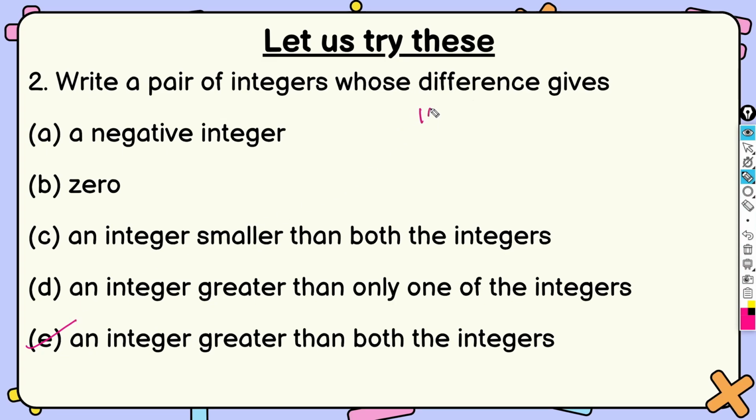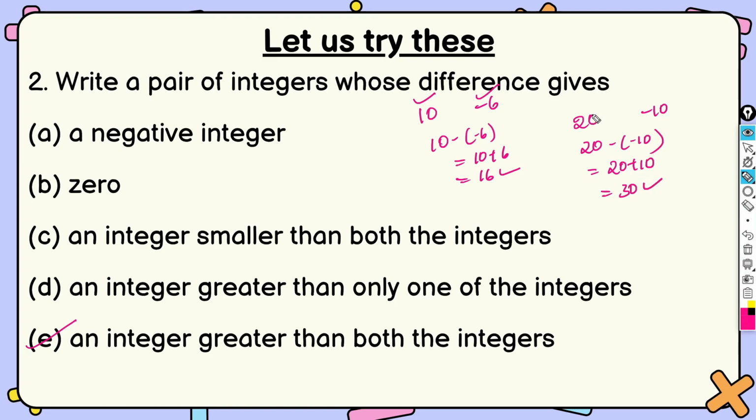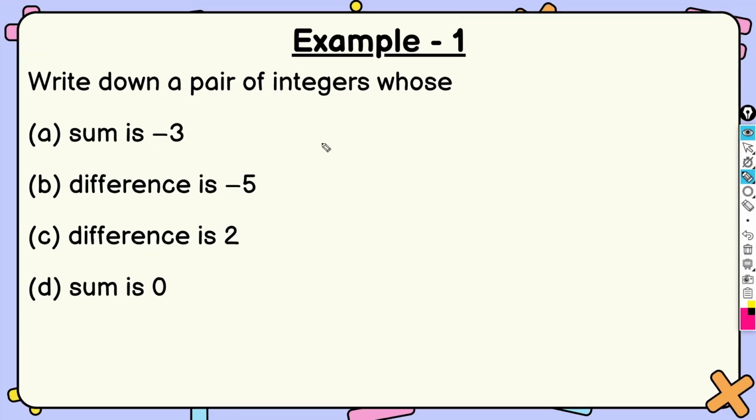Let us take 10 and minus 6. The difference is 10 minus minus 6, which is equal to 10 plus 6, that is equal to 16. So 16 is greater than 10 and also greater than minus 6. Similarly, take 20 and minus 10. So the difference is 20 minus minus 10, which is equal to 20 plus 10, that is equal to 30, which is greater than 20 and also minus 10. So like this, you can write n number of integers whose difference gives an integer which will be greater than both the integers.